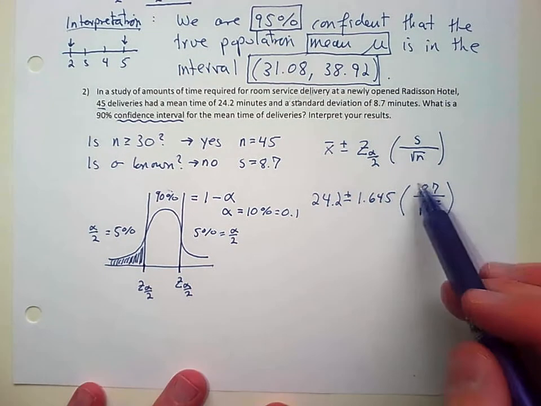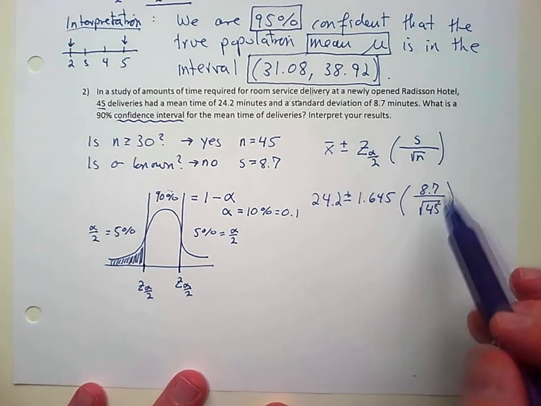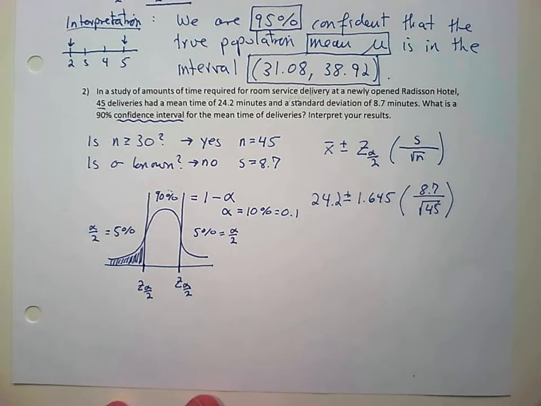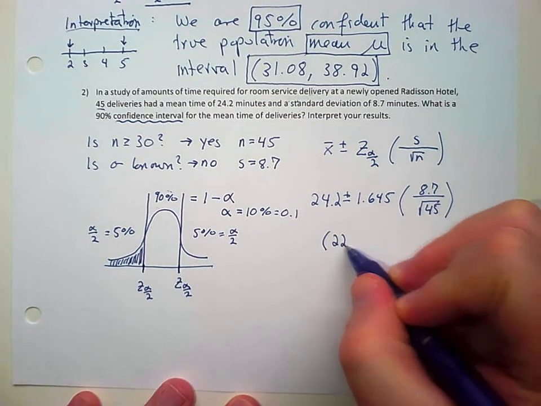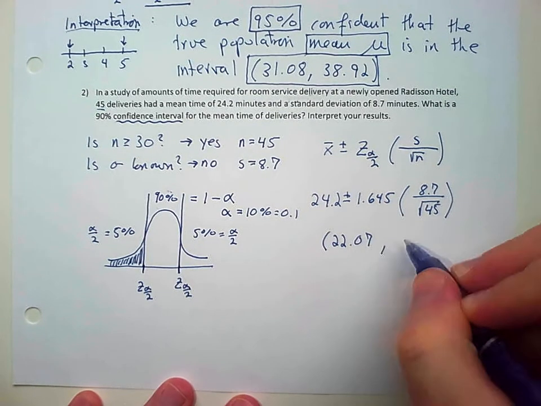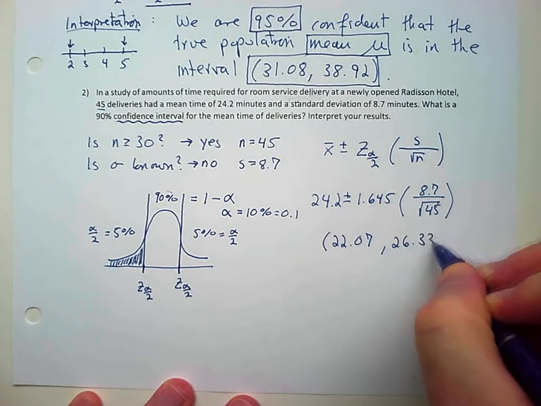Alright, so now we have the values filled in into our formula. Now we're just left with arithmetic. If you do the arithmetic, this comes out to 22.07 to 26.33.